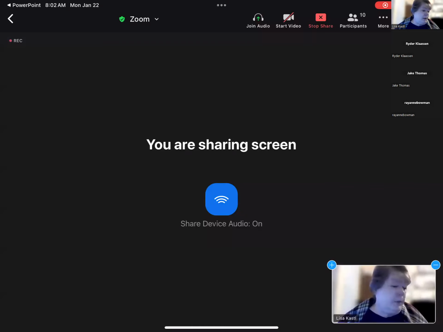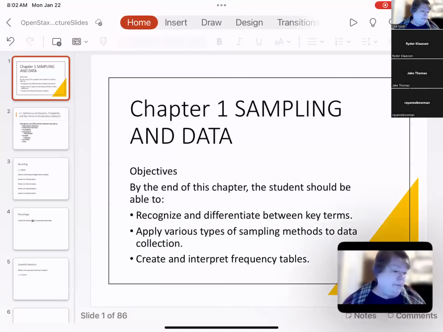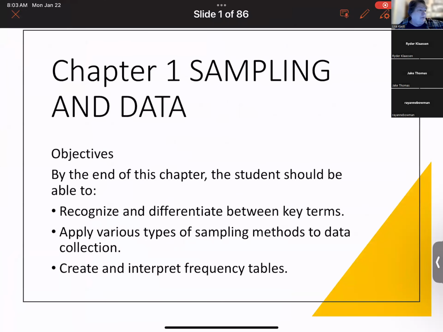You should be seeing my iPad. Get me out of the way. As I said, I didn't bring my Surface Pro home, which is what I normally use for lecture. So I'm using my iPad, which is perfectly fine. It works just fine.